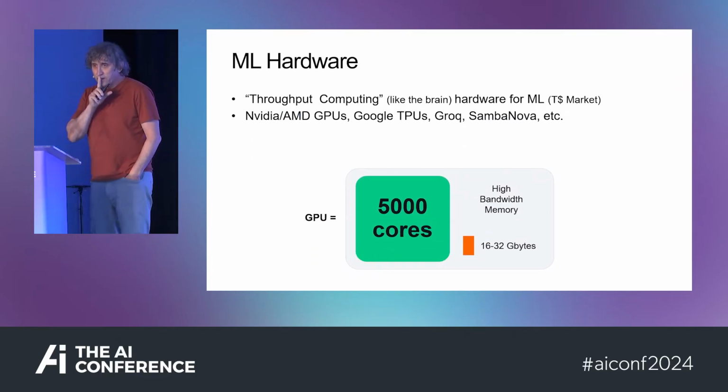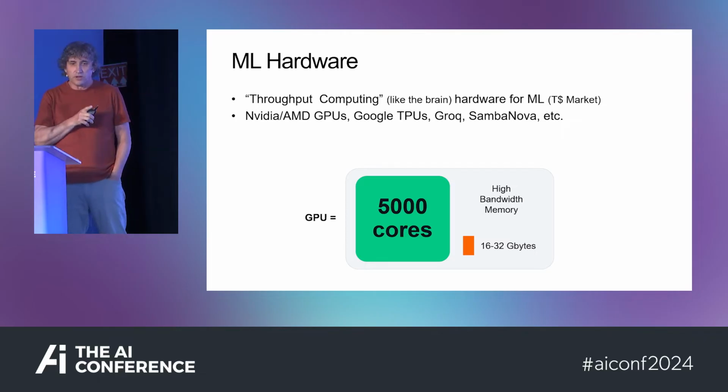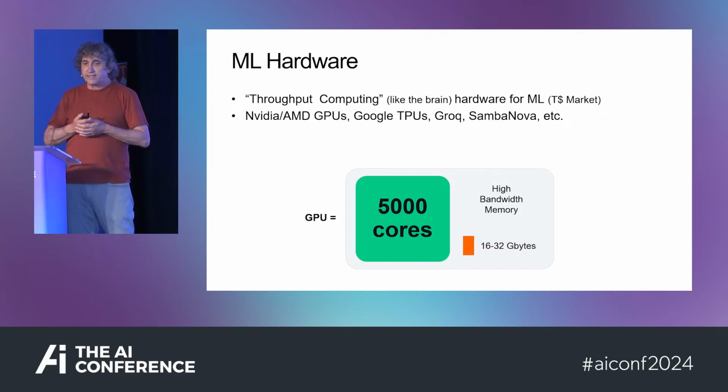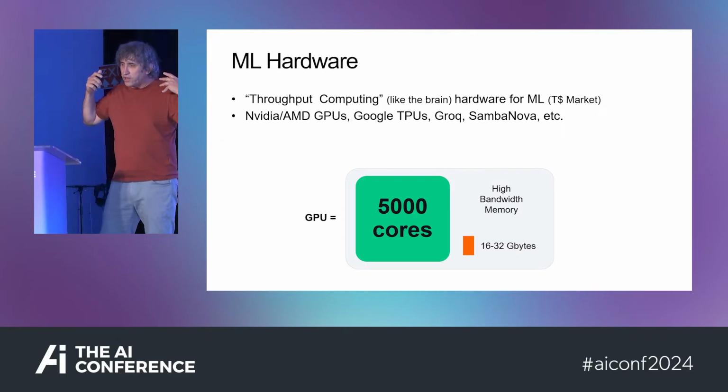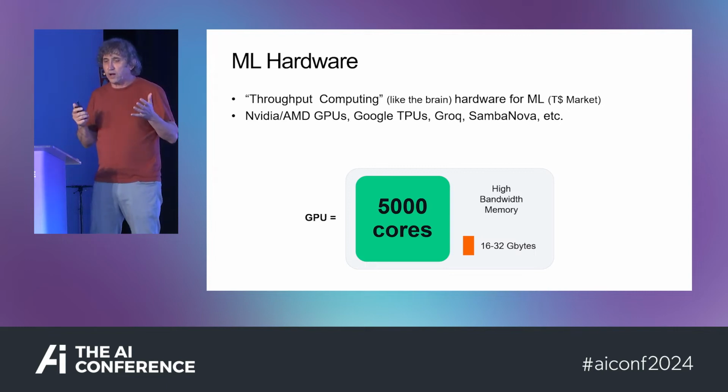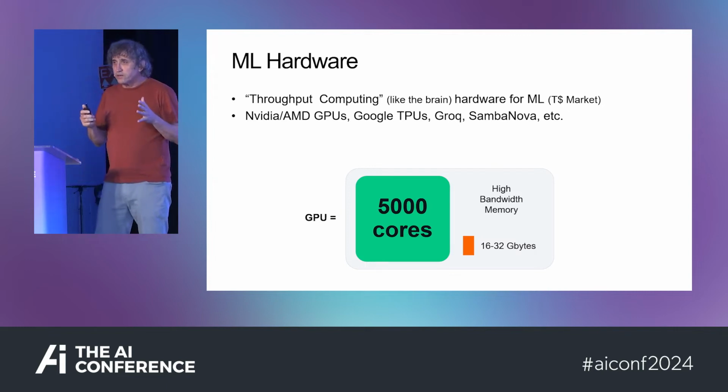So what does this have to do with machine learning? Here's how I would like to think of it. We're told machine learning is essentially a throughput computing problem. We have an enormous market for this. We're building GPUs and TPUs and so on, and their structure is supposed to mimic the brain. We're told this is how we're going to do it.